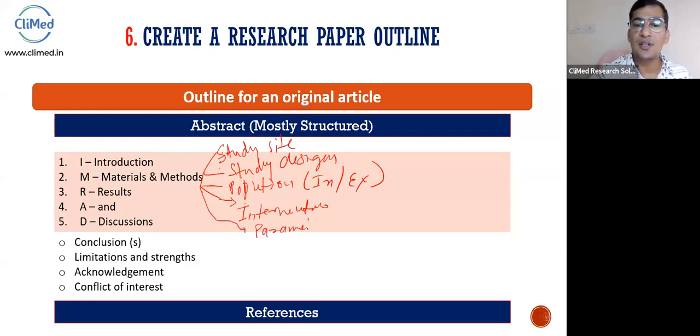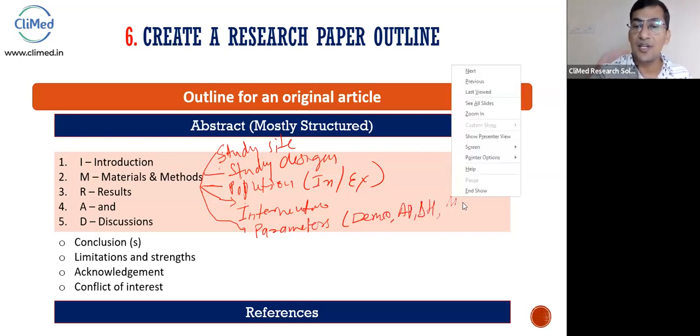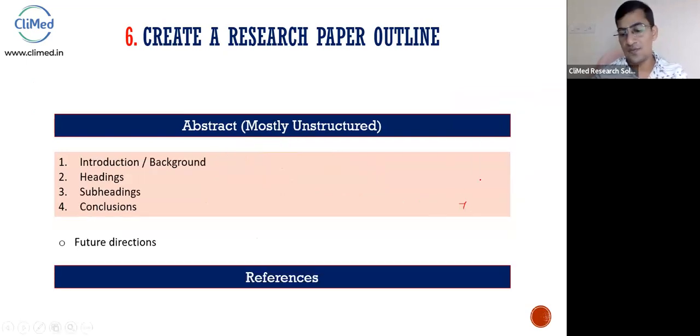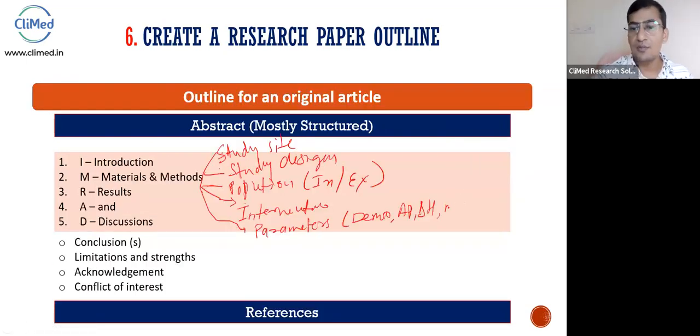Parameters observed means the demographics, then anthropometrics, then the social habits, then the medication history, and then diagnosis. Whatever parameters you are choosing, you have to write that. And after that, very importantly, you have to talk about the ethical considerations.